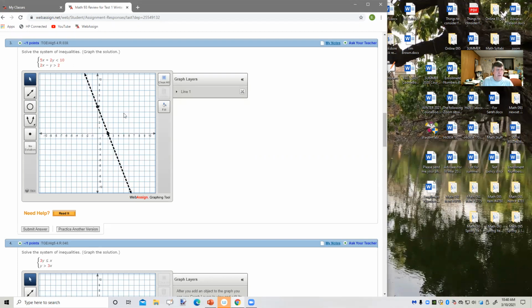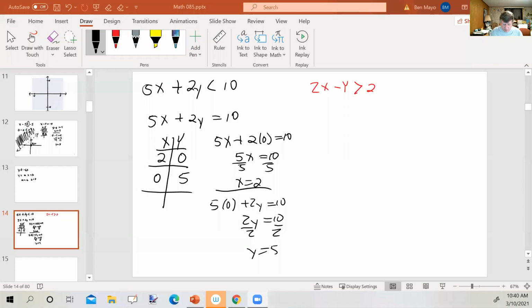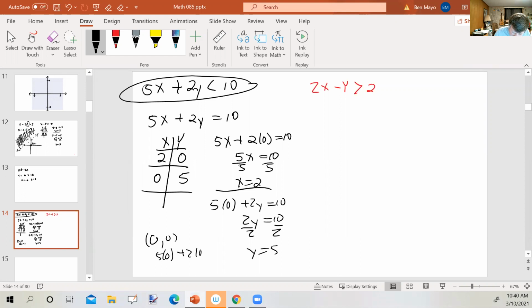Then we need to pick a test point. Let's again choose 0, 0. 0, 0 is a good test point to choose as long as it's not on the line or the dotted line. So if we take this inequality and put in 0, 0, we get 5 times 0 plus 2 times 0 less than 10. 0 is less than 10. That is true. So the point 0, 0 is in the solution set.